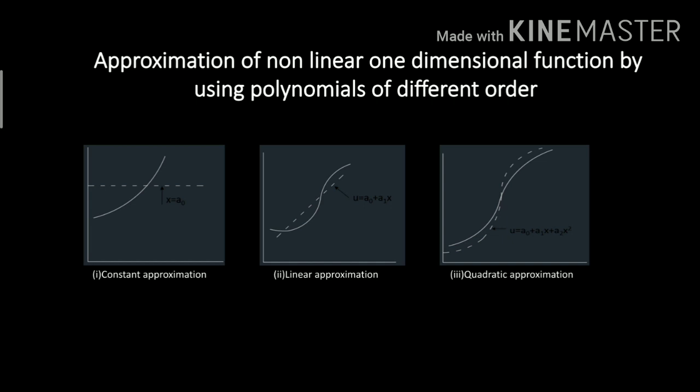Now, approximation of a nonlinear one-dimensional function by using polynomials of different order. Here we have three different figures. Let the first curve represent the movement pattern for the non-nodal points. In other words, this curve represents the profile of non-nodal movement. To find displacement at other points, we need to formulate shape functions. In order to develop that shape function, we need to select a suitable polynomial which can represent the profile of movements of non-nodal values.